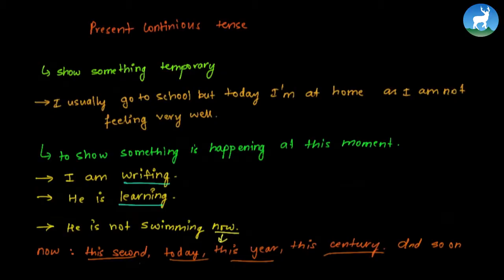Present continuous tense shows something temporary. For example, something is happening regularly, but today it's not happening because of some reasons. We use the present continuous tense. For example, I usually go to school, but today I'm at home and I am not feeling very well. Yes, I go to school every day, but today I'm not going to school because I'm not feeling very well. So we are making use of the present continuous tense here.